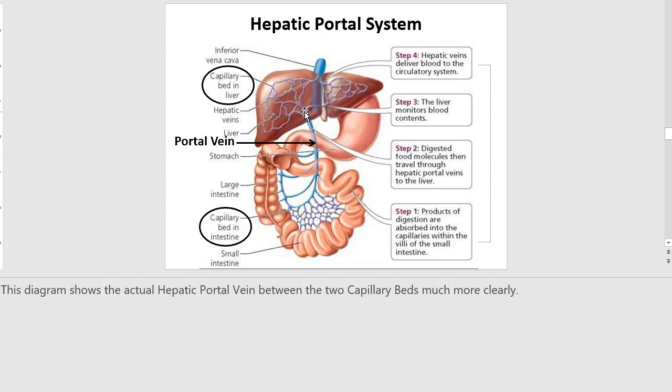And here, the liver can monitor what's in the blood and take up whatever it needs to store, or maybe it needs to use amino acids to make certain proteins. The rest of the nutrients will pass into the hepatic vein and go into the regular systemic circuitry and go back to the heart.